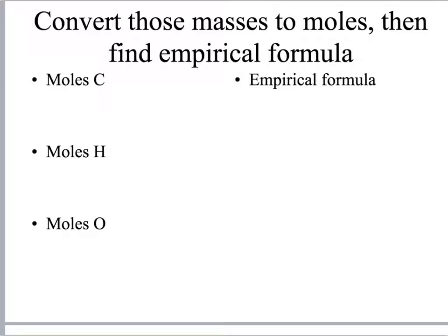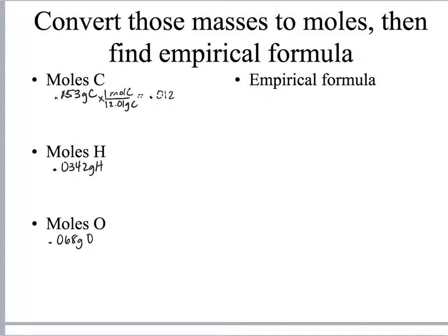So we had 0.153 grams of carbon, 0.0342 grams of hydrogen, and 0.068 grams of oxygen. So now what we're going to do is convert each of those to moles by dividing by the molar masses, 12.01 grams of carbon per mole. And that gives us about 0.0127 moles of carbon.